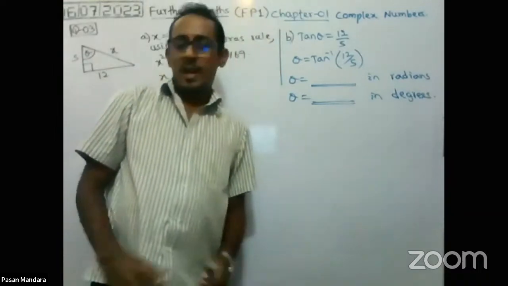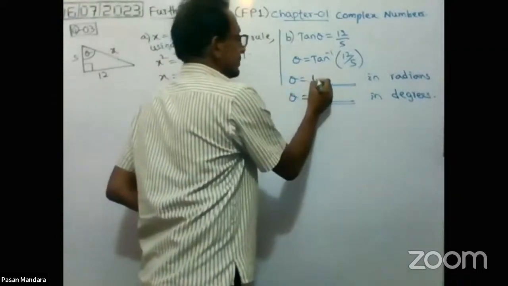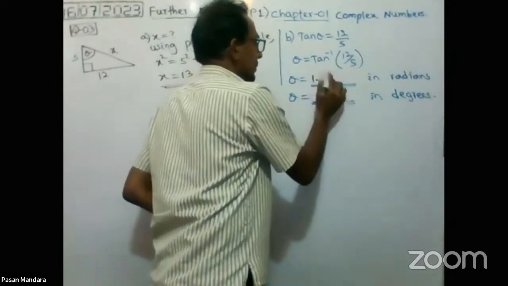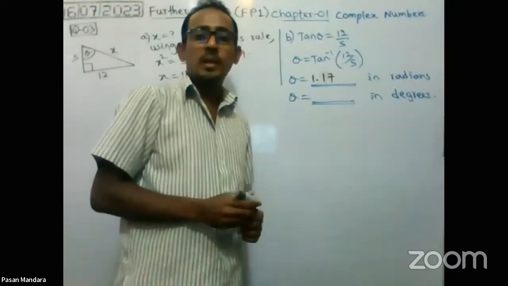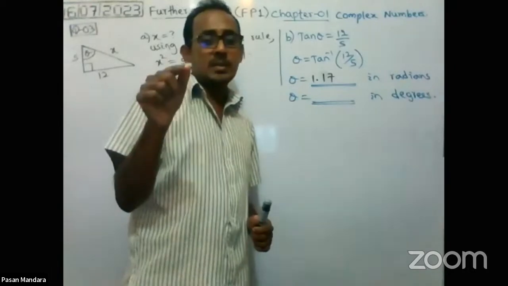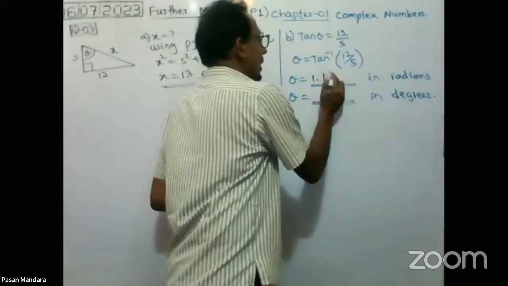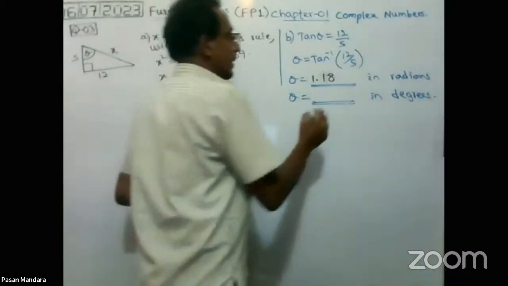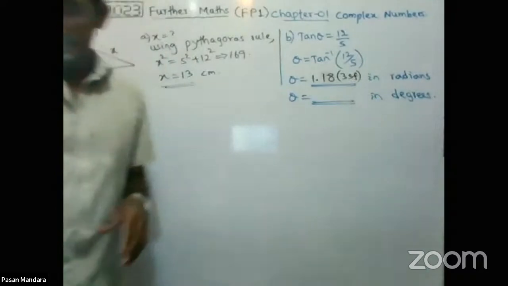If you go to the radian mode and see, this answer comes 1.176. Usually we are leaving the answer to 3 significant figures. So 1.176, the 6 is more than 5, you are adding 1, and you can say this is 1.18 to 3SF. Now you put the degree answer.